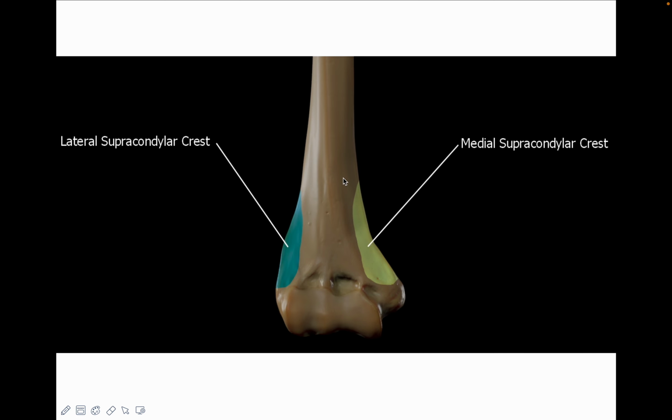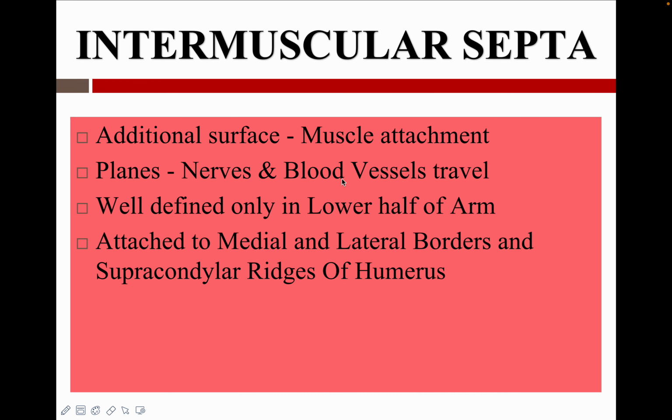The function, the utility of these intermuscular septa is that they separate the muscles of the anterior and posterior compartment of the arm, and various nerves and blood vessels also travel piercing these intermuscular septa. They also provide additional surface area for the muscle attachment. For the bulky muscles, they provide extra surface area. You will find them well defined only in the lower half, that is, they are attached to the lower end of the humerus.